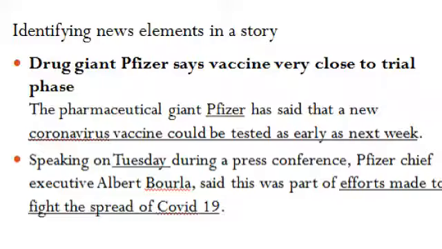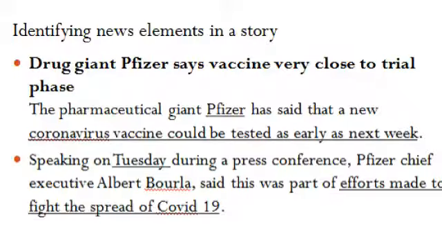Now the when talks about when the information was released, and this event took place in a press conference. The press conference took place on a Tuesday. So the when is Tuesday, not "early as next week." The when talks about when the announcement was made, and that is Tuesday. That's the when.